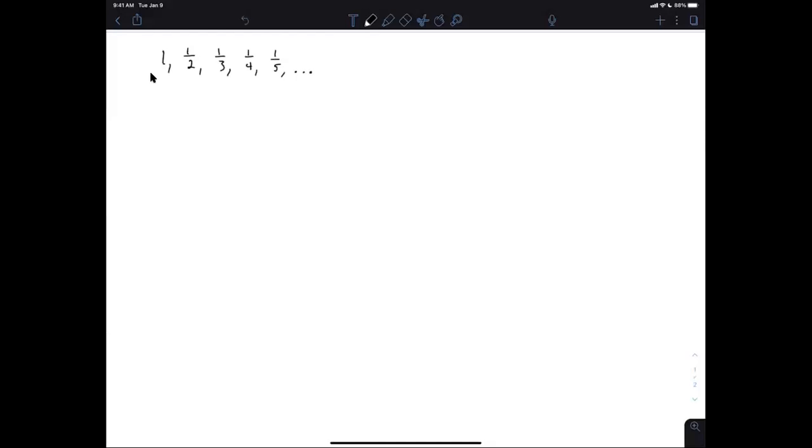One is to just make the list of numbers where there's a clear pattern as far as what is going on in the sequence. So I think it's pretty clear from that that the next term would be 1/6, then 1/7, then 1/8, and so on. We could also write this way. We could write it this way.